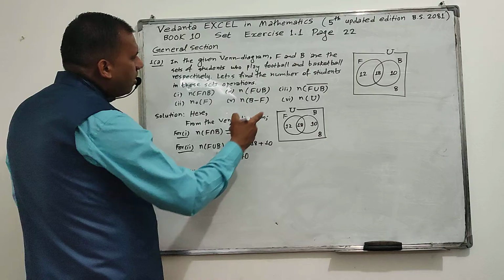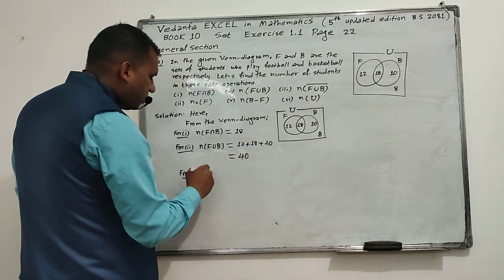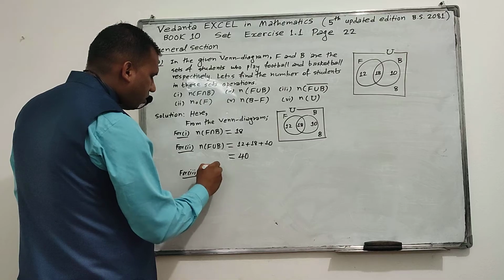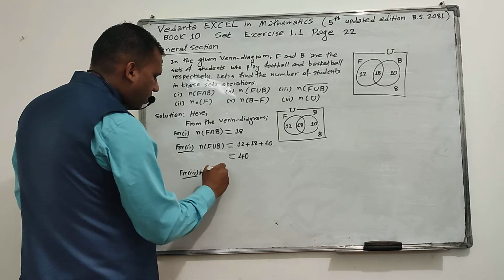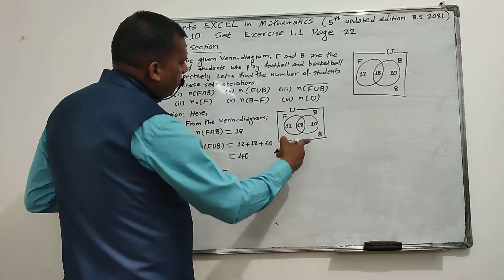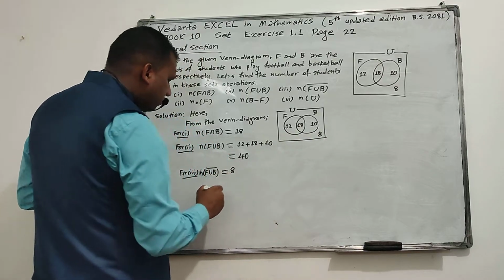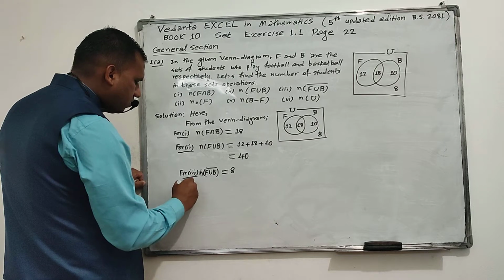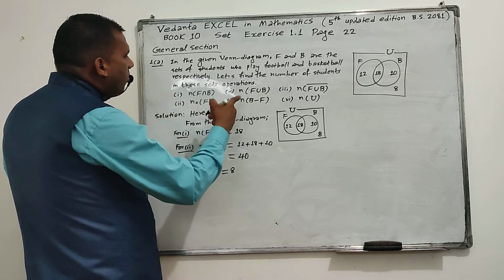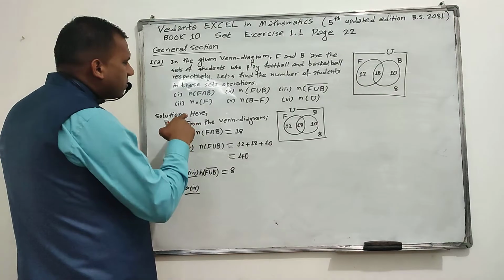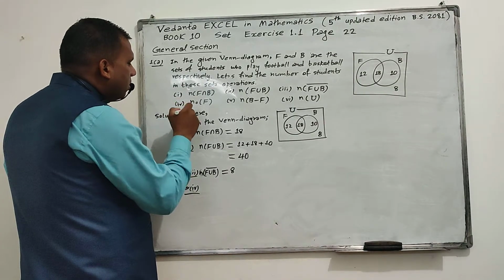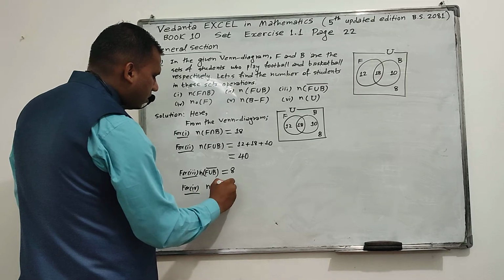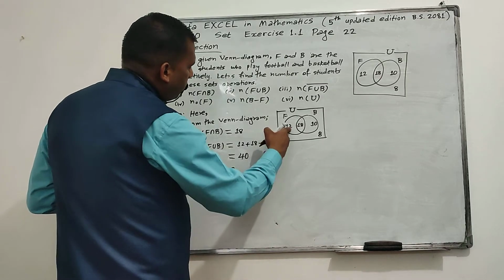For 3, number of F union B whole complement. From the Venn diagram, number of F union B whole complement, that is 8. For 4, number of only F, n not F. Number of only F, n not F is 12.